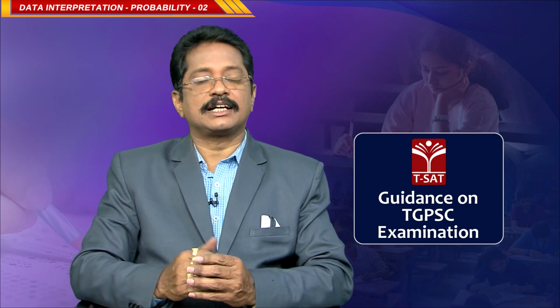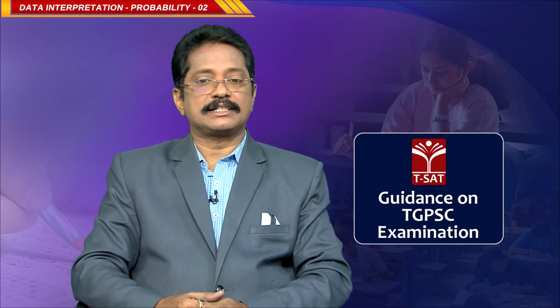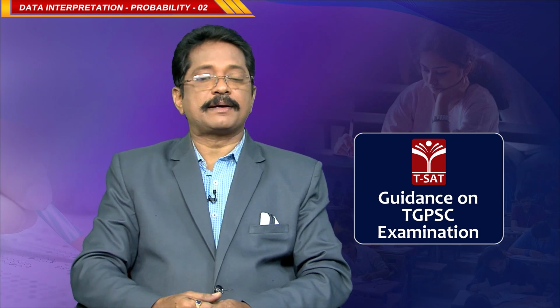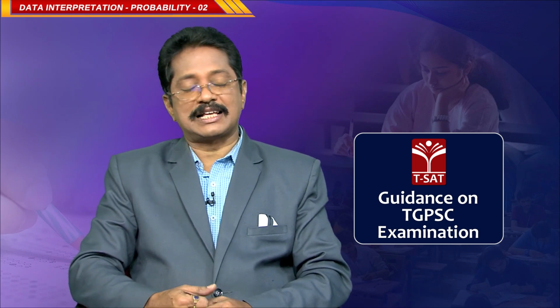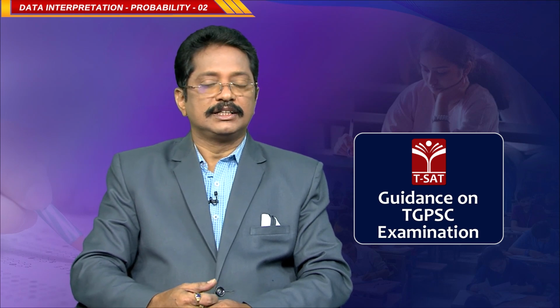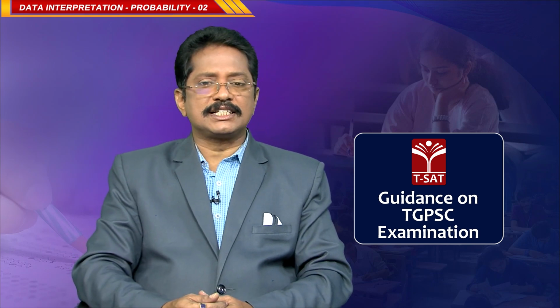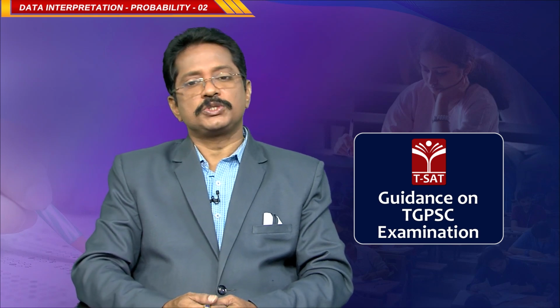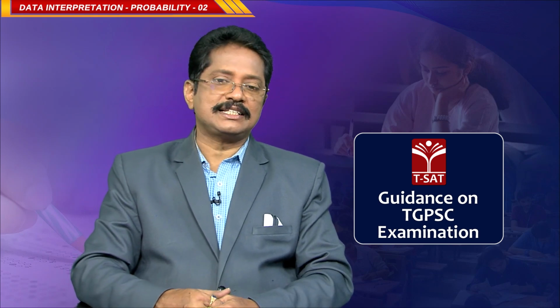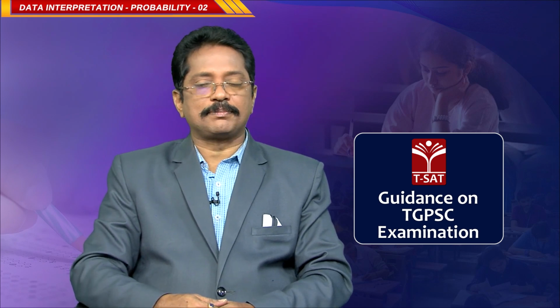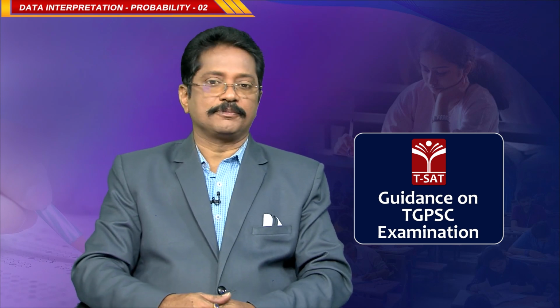Everyone knows it. There are 6 papers. Each paper carries 150 marks. Among the 6 papers, paper 5 has science and technology, data interpretation and problem solving. You have 3 sections in this paper 5. Section 1 and section 2 are meant for science and technology, and section 3 is exclusively for data interpretation and problem solving.